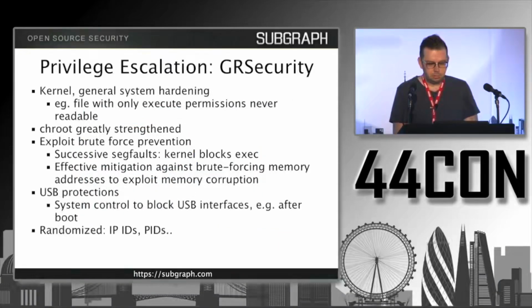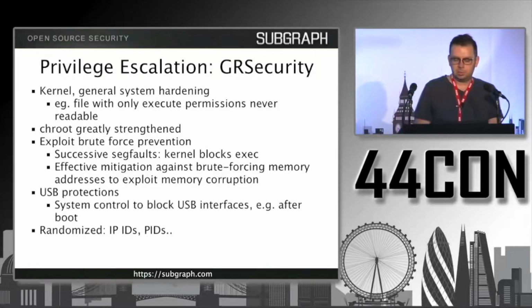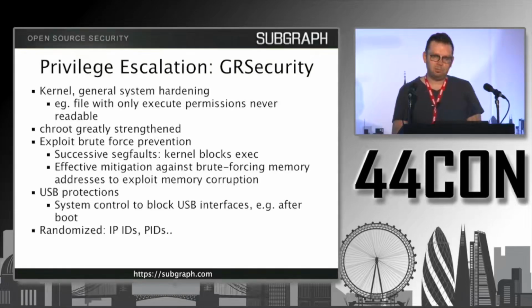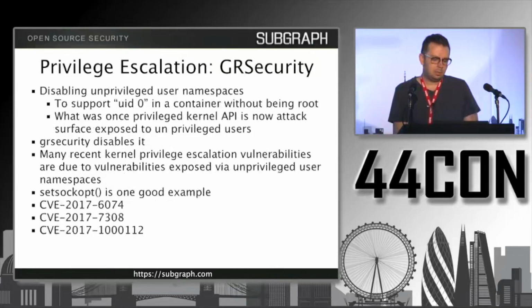Yeah, so more grsecurity stuff, like addressing privilege escalation. grsecurity does so many things, especially if you're using chroot. The USB protection I mentioned, it does exploit brute force prevention. So if something segfaults repeatedly, grsecurity will block execs, understanding those events as brute force exploitation attempts, randomized identifiers throughout the system, things like that.